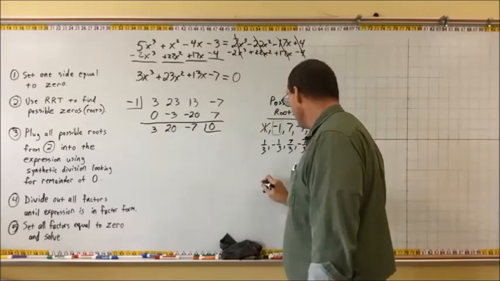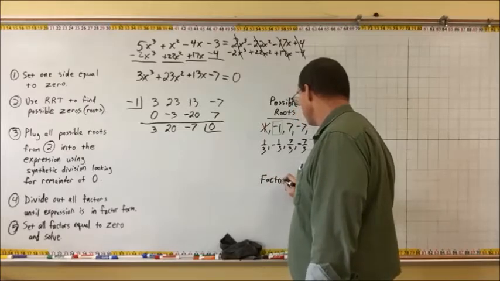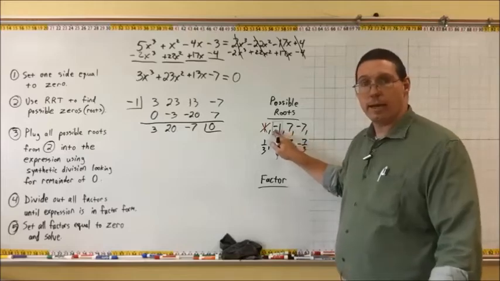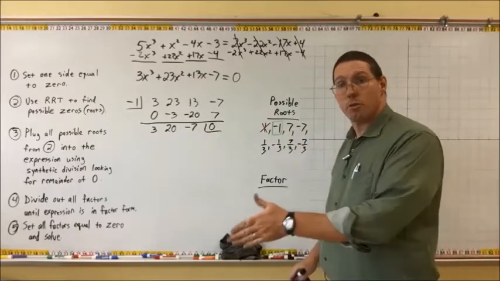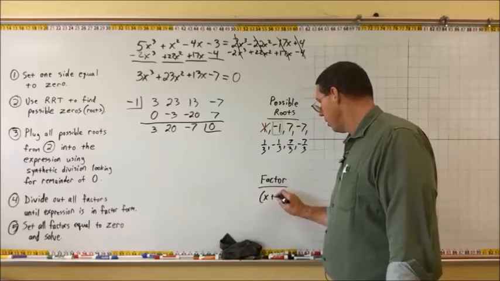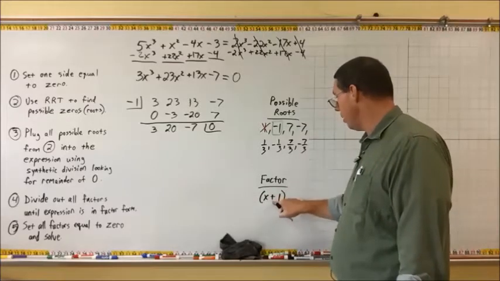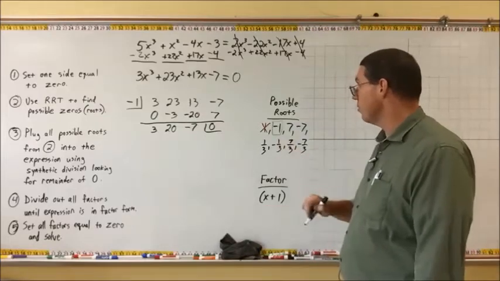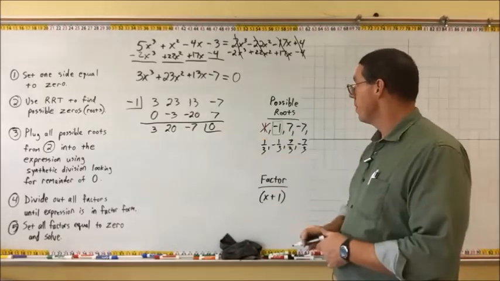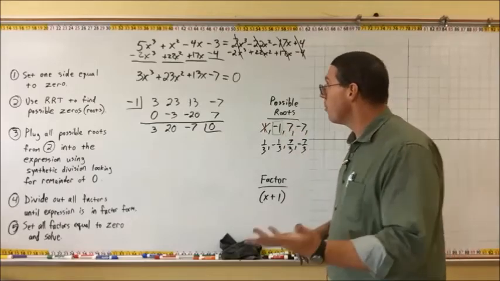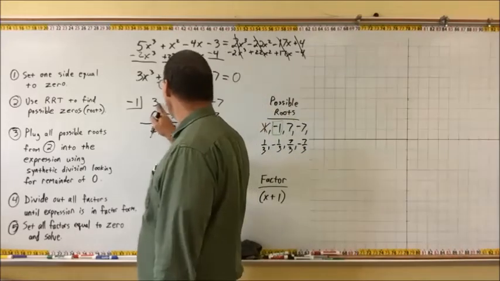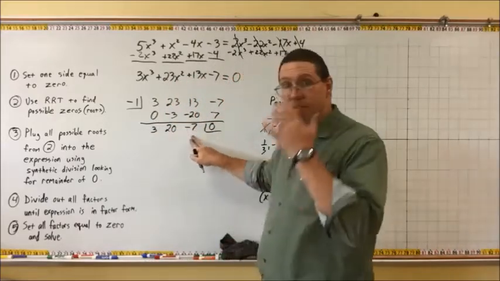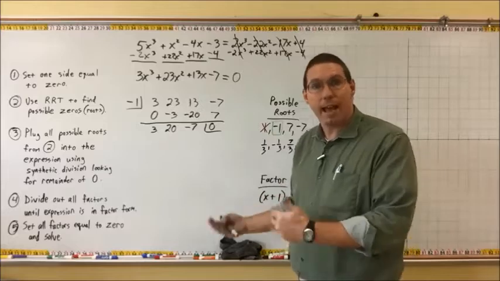So that means, so what would this factor be? What binomial goes with a 0 of negative 1? X plus 1, right? X plus 1, because negative 1 plus 1 equals 0. Therefore, this is a factor and that's a solution. It equals 0. All right, now let's try positive 7. But remember, we're not going to try it on these 4 numbers. We're now going to use 3, 20, and negative 7. We have broken the polynomial down.